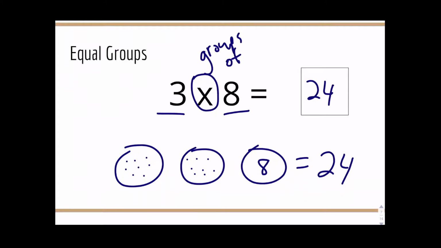It is literally just drawing dots, putting them in the 3 groups of 8. Could you draw 8 small groups of 3? Yes. Later on we learn the commutative property. But in this case, we really focus on what the actual equation is saying. 3 groups of 8 with that 3 times 8.